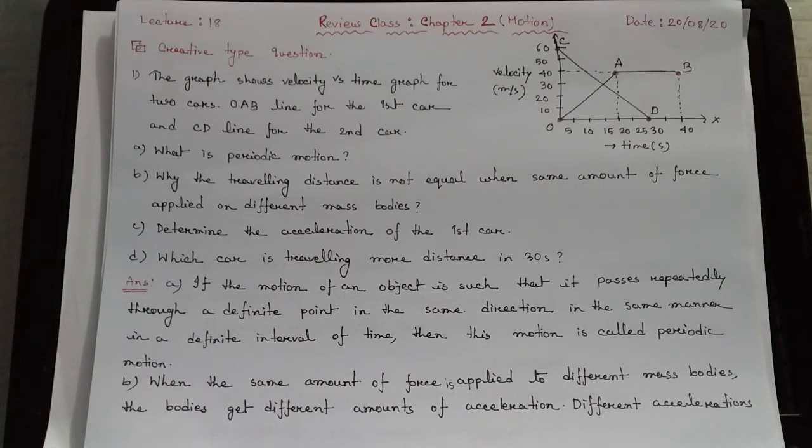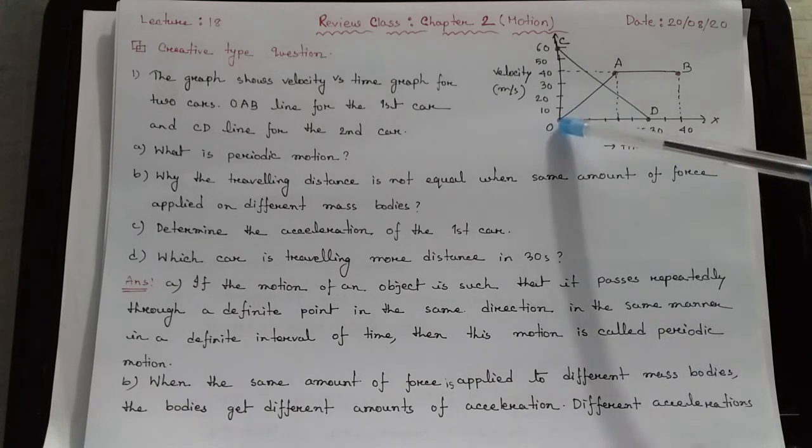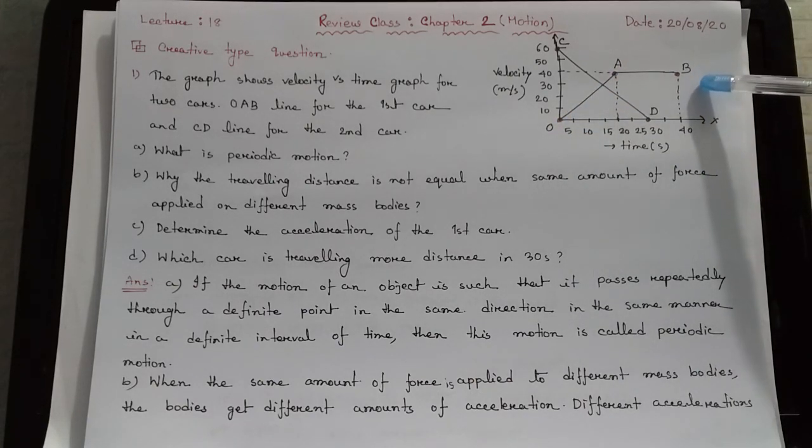The same is related with a graph. Here the graph shows velocity versus time for two curves. This is the graph here. First curve, the OAB line, is for the first curve, and the CD line is for the second curve. If you follow the diagram here, OAB, this line is for the first one, and CD, this line is for the second curve.